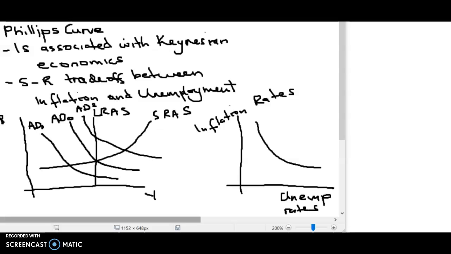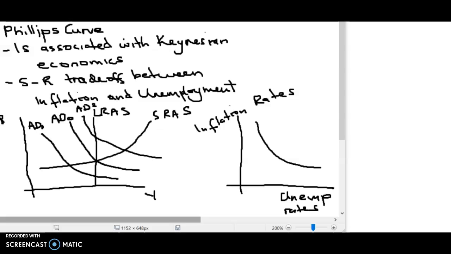In this video, I want to look at the Phillips curve. First thing we want to note is that it is associated with Keynesian economics, and it shows a short-run relationship between inflation and unemployment. So in the short run, if inflation is higher, unemployment will be lower, and the reverse is true.